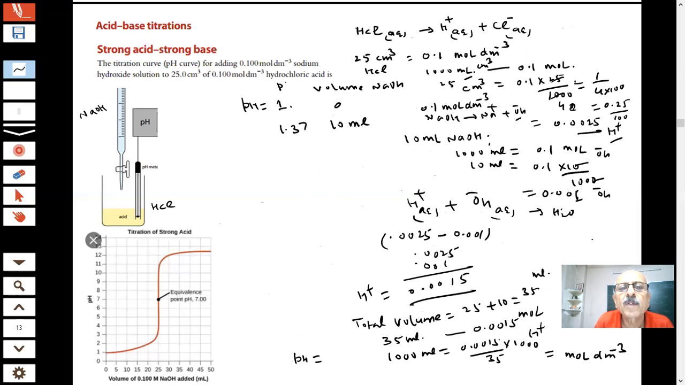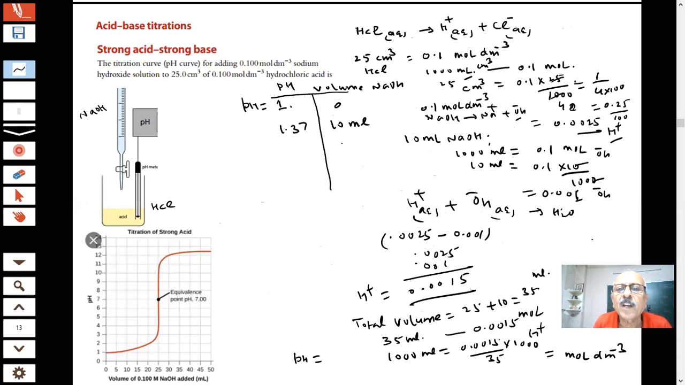This is my pH. You know how I am calculating? I am adding NaOH from this burette into the HCl. HCl is a strong acid, and the H ions present here are neutralized by OH minus, and the pH will change. But the change in pH is very small. Why? Because pH is minus log of H plus, and the logarithm is a function which decreases the change in pH. So at 10 milliliter, pH is 1.37.